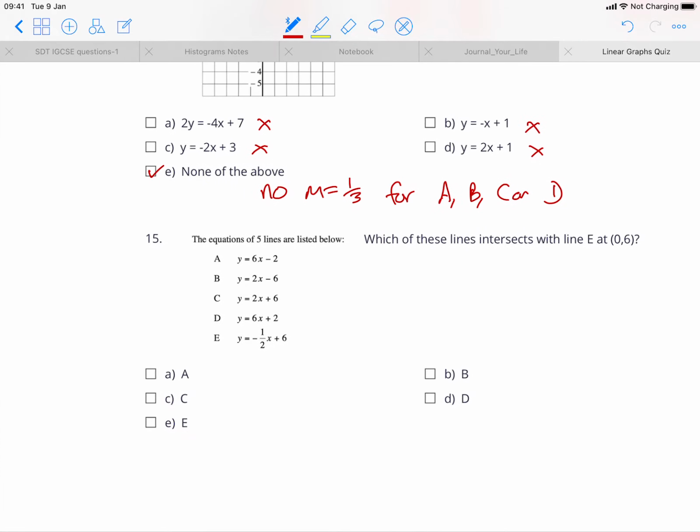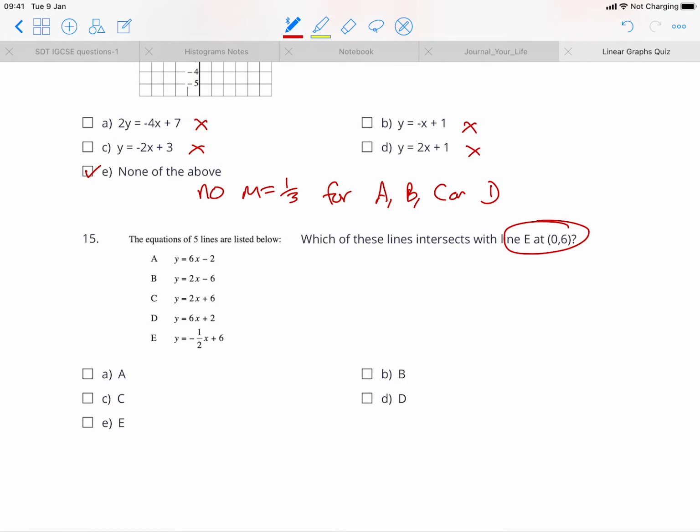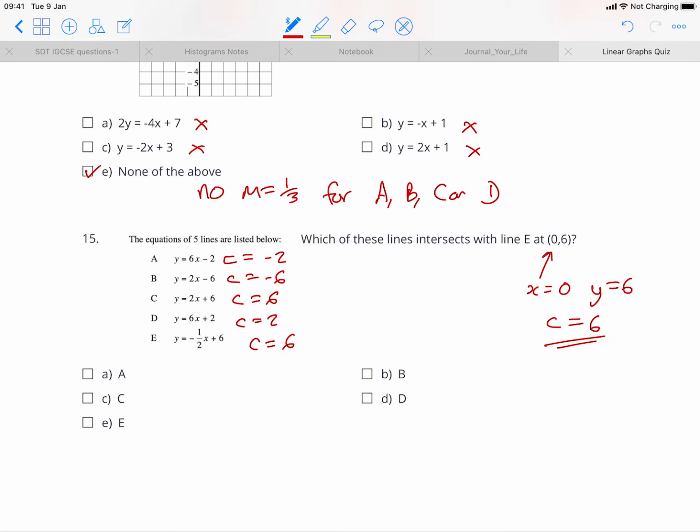Which of these lines intersect line E at 0, 6? What this means is that x is 0 and y is 6. It also tells us the intercept is 6. So we look at these lines here: c is negative 2, c is negative 6, c is 6, c is 2, and c is 6. So which of these lines intersect at 0, 6? Well, there's actually two options. You can have C or you can have E.